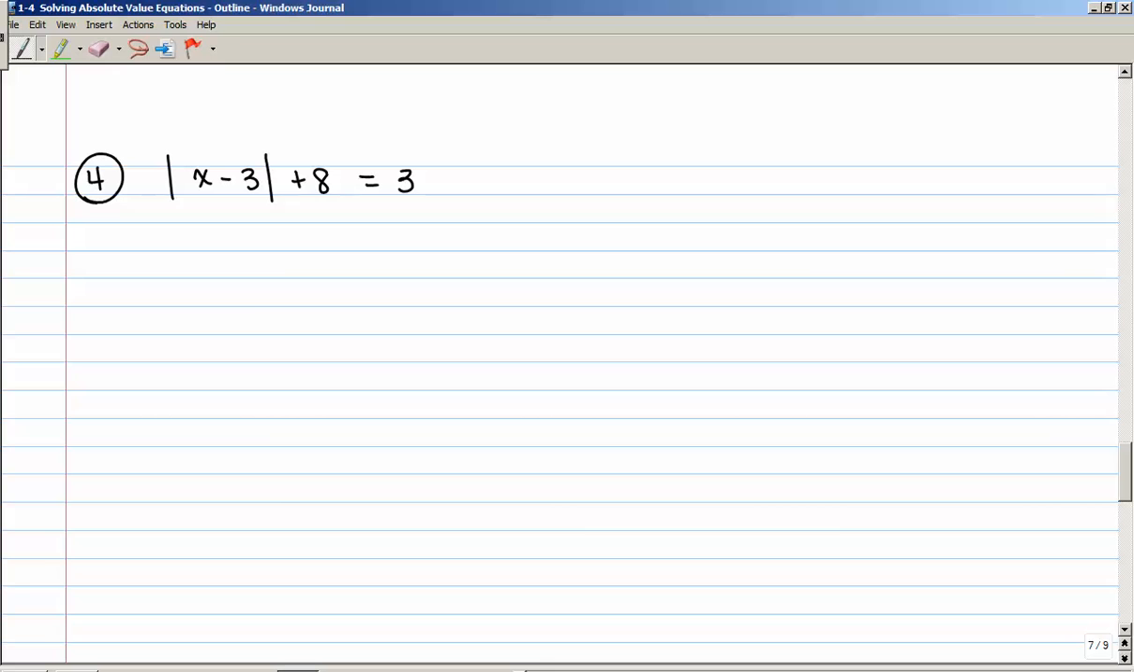Number 4, the absolute value of x minus 3 plus 8 is equal to 3. Like 2 examples ago, I want to get the absolute value bars by themselves, so I'm going to subtract 8 on each side.